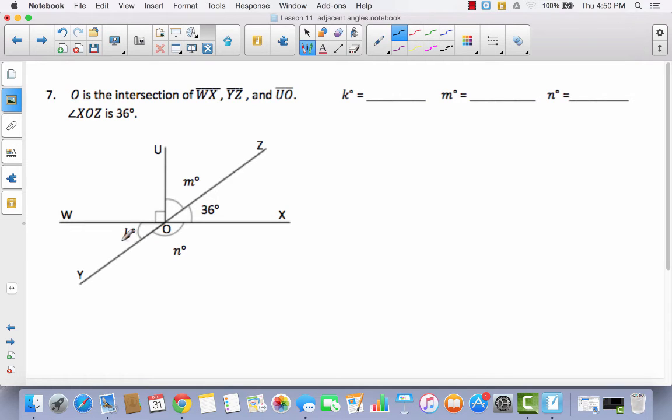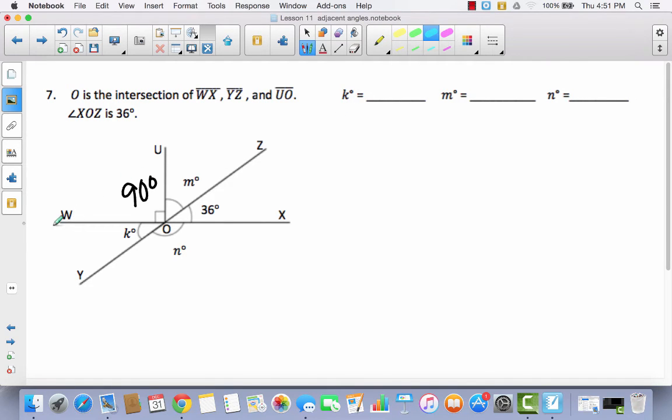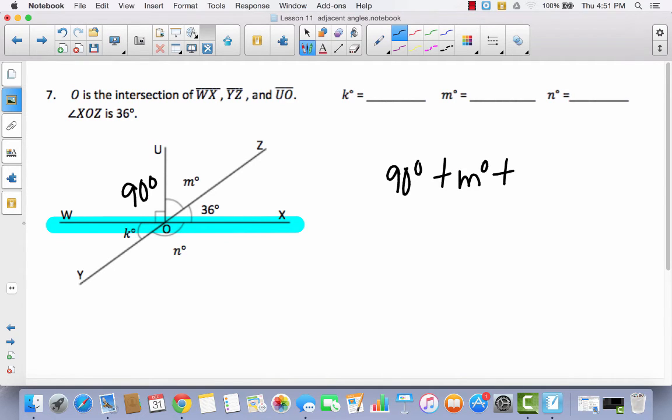All right, I've got to figure out K, M, and N. Well, I already know this is 90 degrees, right? So there's a couple of things that I can do here. I can take a look at this angle. What about this straight angle right here? I know that this angle plus M plus 36 have to be equal to what? If it's a straight angle, it has to be equal to 180 degrees, right? So I've got 90 degrees plus angle M plus 36 degrees equals 180 degrees.